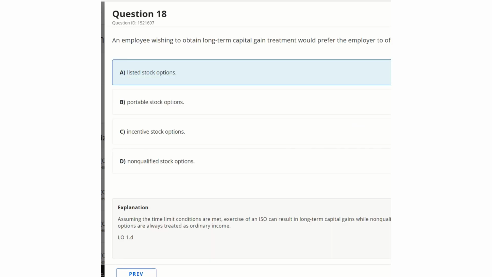An employee wishing to obtain long-term capital gain treatment would prefer the employer to offer listed stock options, portable stock options, incentive stock options, or non-qualified stock options. Which one is long-term capital gain? It says here the answer is C, incentive stock options, and it is because if the time limit conditions are met, exercise of an incentive stock option can result in long-term capital gains, while any of the non-qualified options are always treated as ordinary income, which these other ones must be ordinary options.